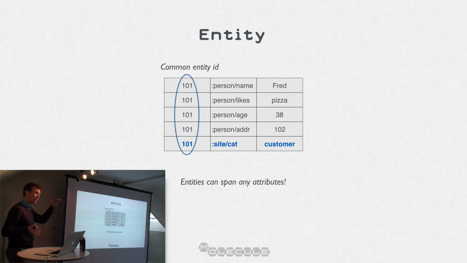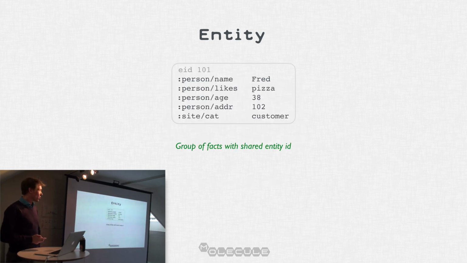So that information gets connected with that person. So we could represent it like this also. Because the entity ID is the same for all the 5 facts, we can present it like this. So we have the attribute names and the values on the right. So it's basically just a group of facts with a shared entity ID.